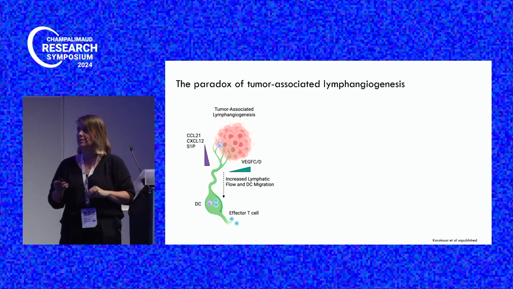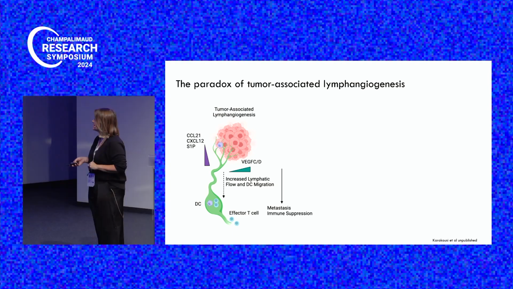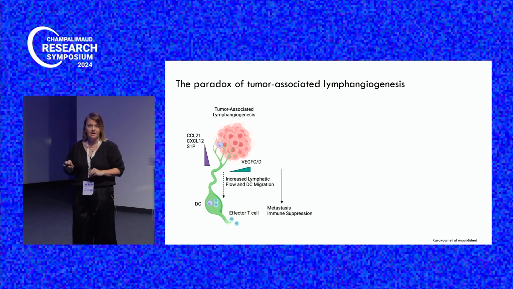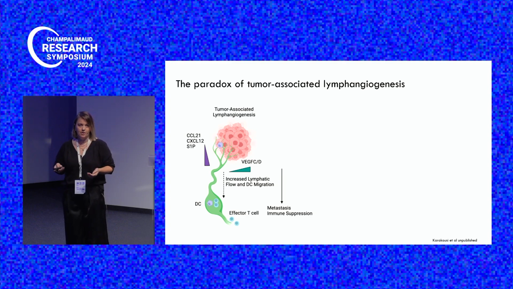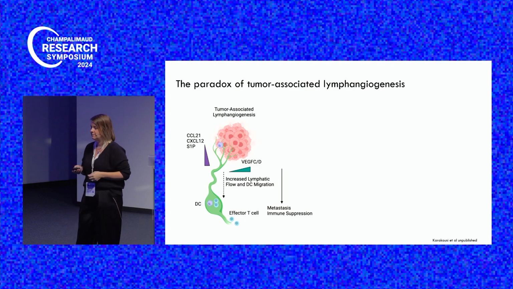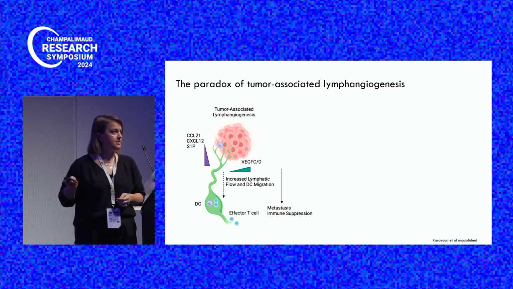And the other problem with that hypothesis is that you're going to always get more metastasis in this setting, and this, we know itself, can drive more immune suppression. So there's something about this that we don't fully understand, and we have to sort of think more deeply, I think, about lymphatic biology.